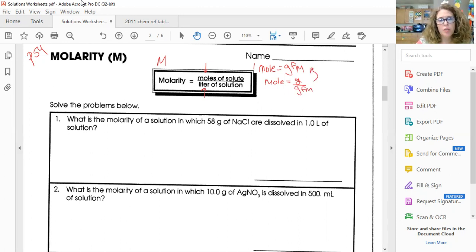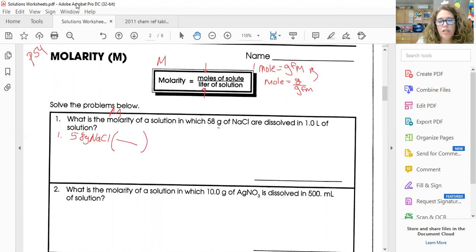Our first question says, what is the molarity, right? So what is the molarity? Question's asking me for capital letter M, where we have 58 grams of sodium chloride dissolved in 1 liter of solution. So now here I have grams, but my formula has moles. So I need to first convert 58 grams to moles. So I am going to write down my number, 58 grams of sodium chloride. Now I need to convert this to moles.